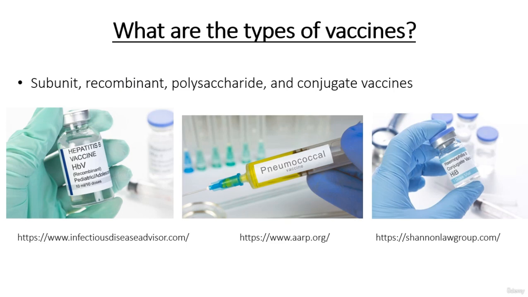The first developed subunit and recombinant vaccine is the hepatitis B vaccine. The first developed polysaccharide vaccine was the pneumococcal vaccine, and the Haemophilus influenzae type B conjugate vaccine was the first conjugate vaccine that was developed.